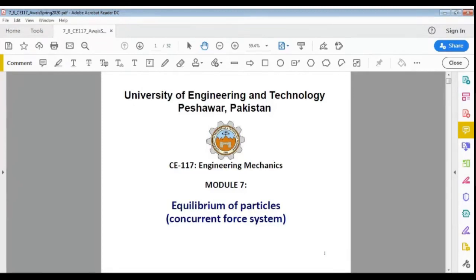The key idea was that first of all, we have to isolate the body of interest from all of its surroundings, the supports, and then we have to show all the applied loads, and after that we have to show all the reaction forces, the forces which are exerted by the supports, the cables and other different types of support, the hinge support, the roller support and the fixed support or any other type of support. Once we have done this, we have the free body diagram, which shows us all the forces which are acting on the body. The applied forces as well as the reaction forces are shown on the body. So that is the first step.